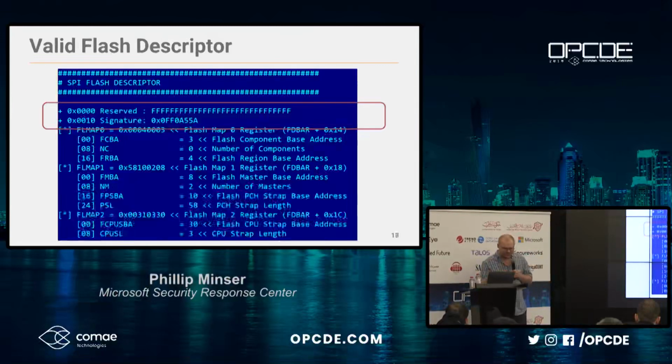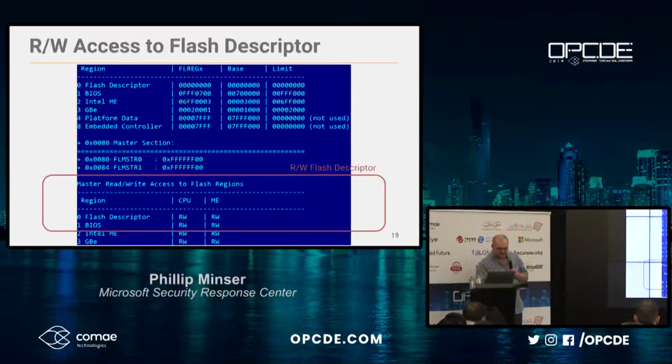So practically speaking, we're looking for images which are the exact size of the SPI flash memory, which in a decoded format, a chipset decoded format, have the reserved bit and the signature which indicate that this is a valid SPI descriptor, and in the permission access table, it has read-write.